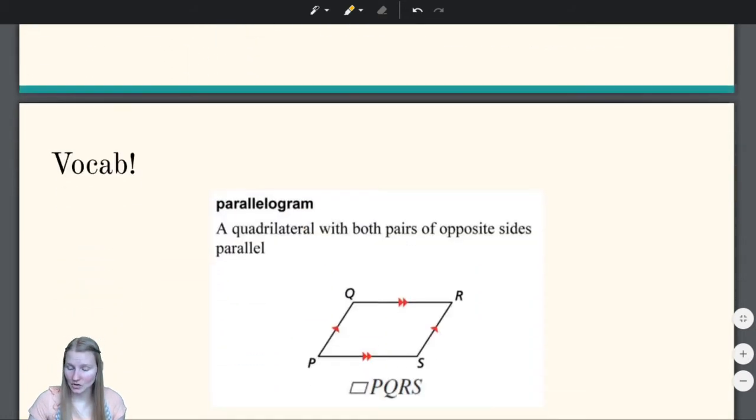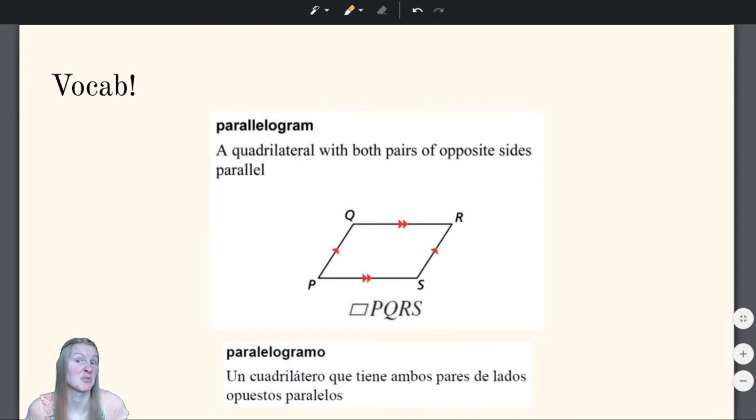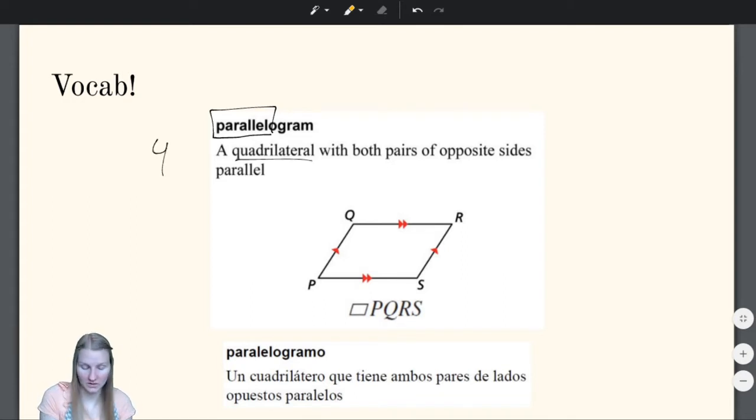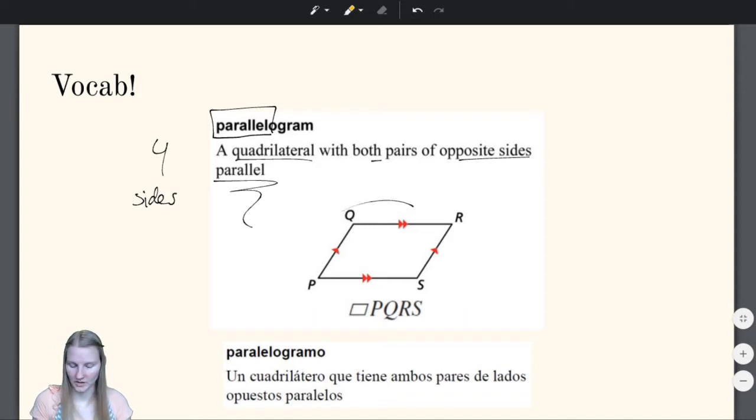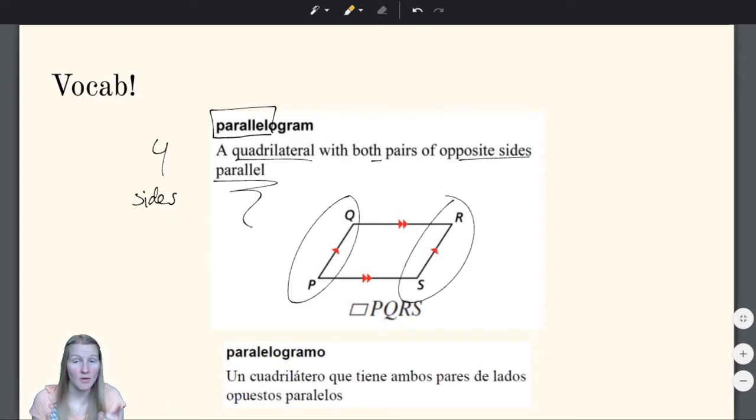Let's go ahead and start with, what is a parallelogram? How are we going to talk about the properties of a parallelogram if we don't know what a parallelogram is? So, in the word parallelogram, you see the word parallel. So, a parallelogram is a quadrilateral, so it must have 4 sides, with both pairs of opposite sides parallel. So, the sides that are opposite are parallel. Top and bottom, parallel. Left and right, parallel.